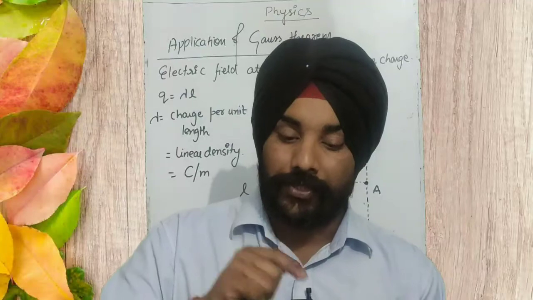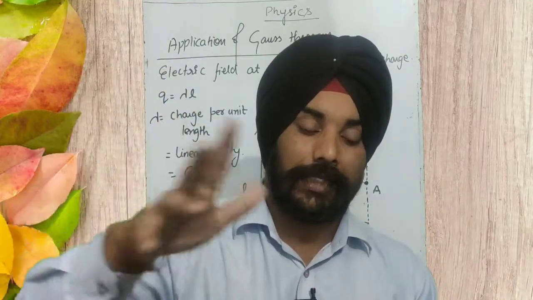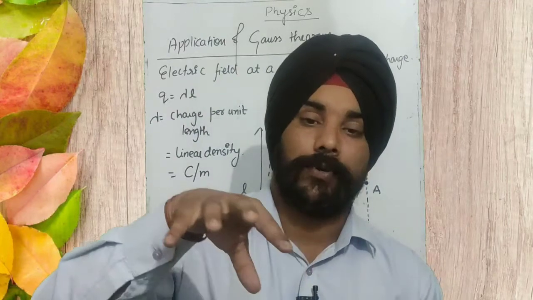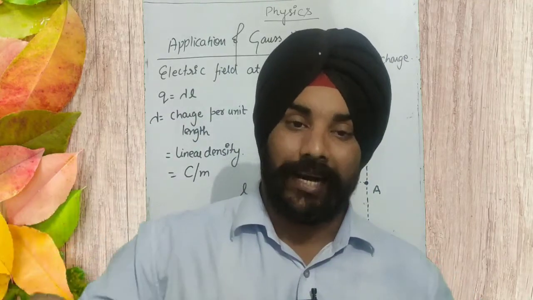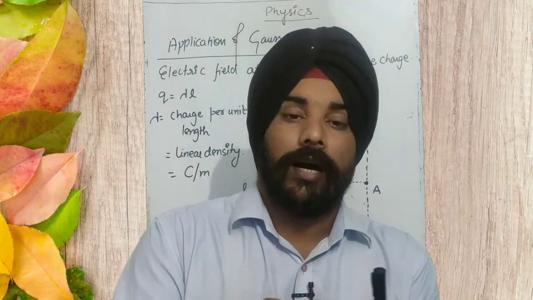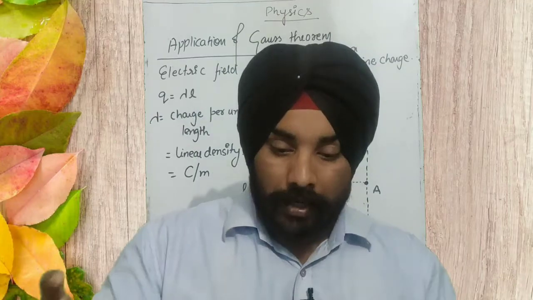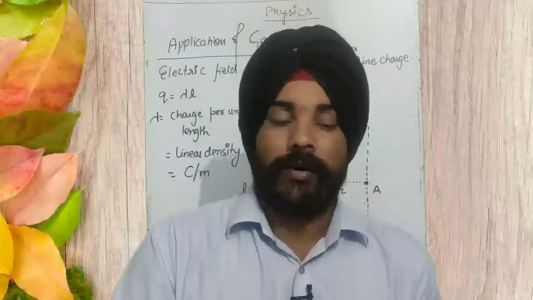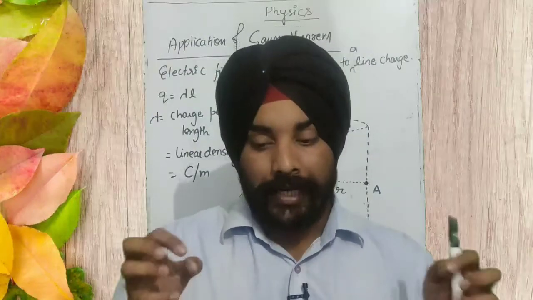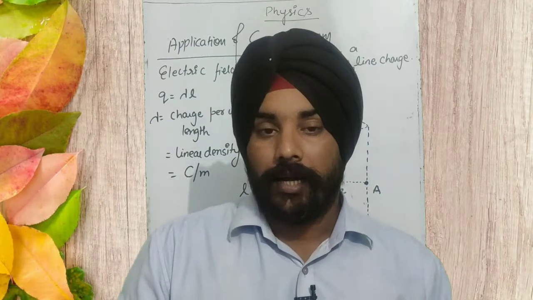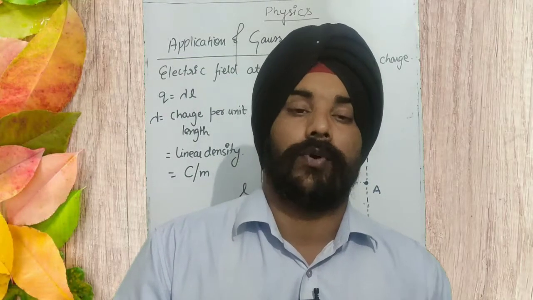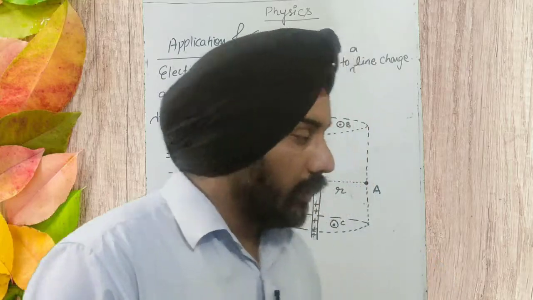Linear charge density when charge is going to be distributed in the length. Surface charge density when the charge is going to be distributed across the area of a conductor, and volume charge density when it is going to be distributed among the whole volume of a body, a 3-dimensional body. Okay, so it depends upon that body, what kind of body, what kind of charge distribution we are going to take.